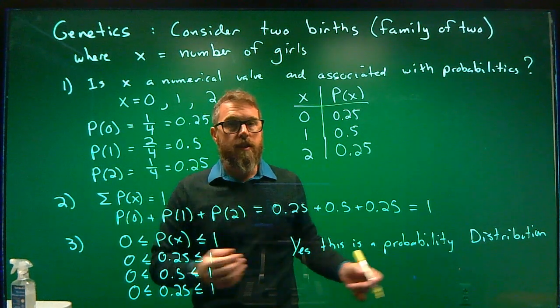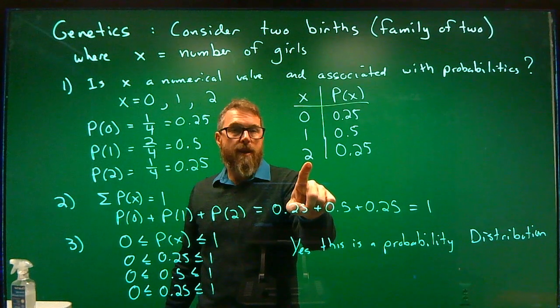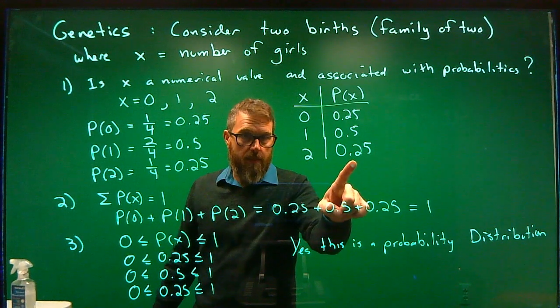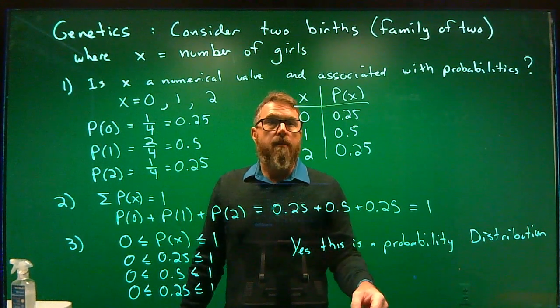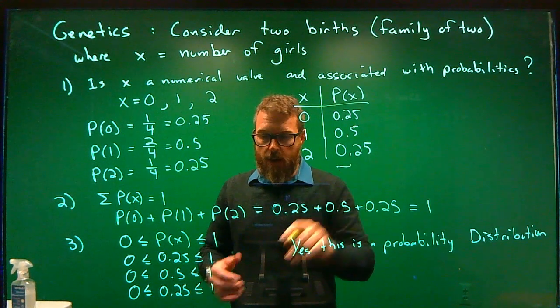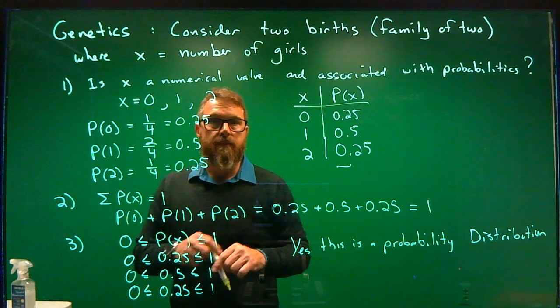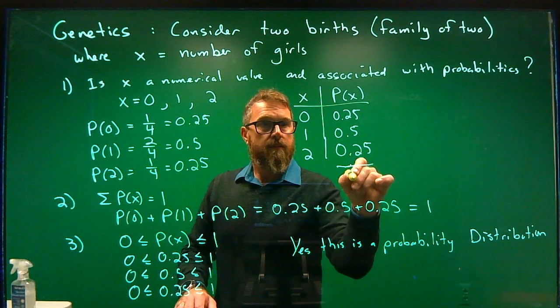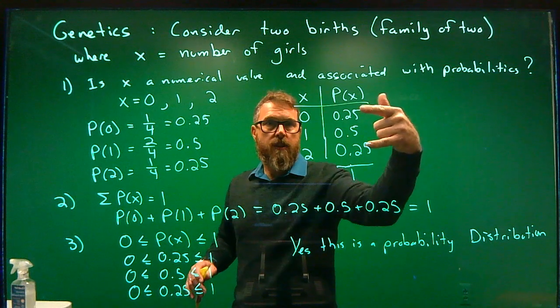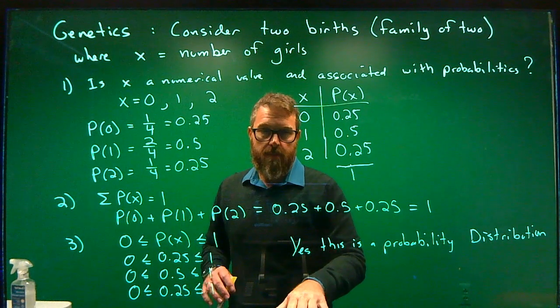So if they give you this, you can do the same kind of check. Is that random variable numerical, with associated probabilities? Yes. Does the sum of p of x equal 1? Yeah, if I add all these things up, it is equal to 1. And of course, each one of these three things is between 0 and 1. All right, so let's show you another example.